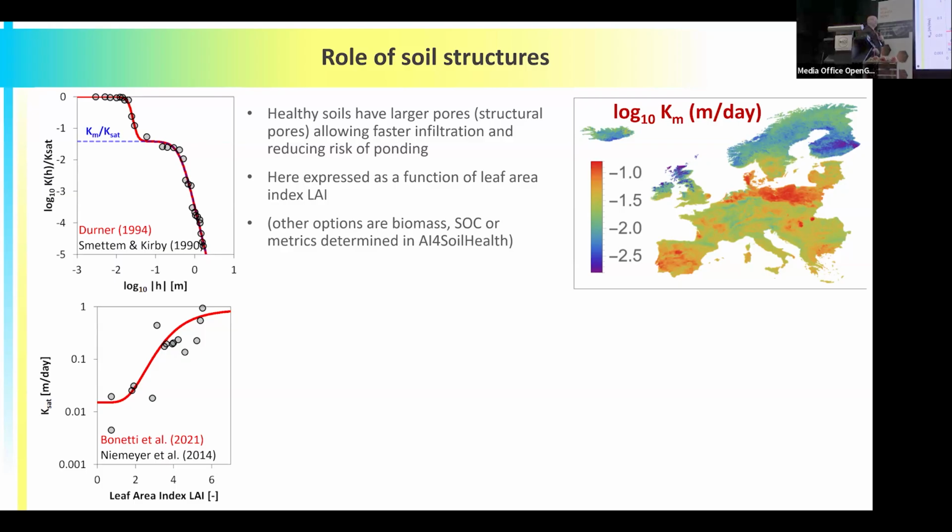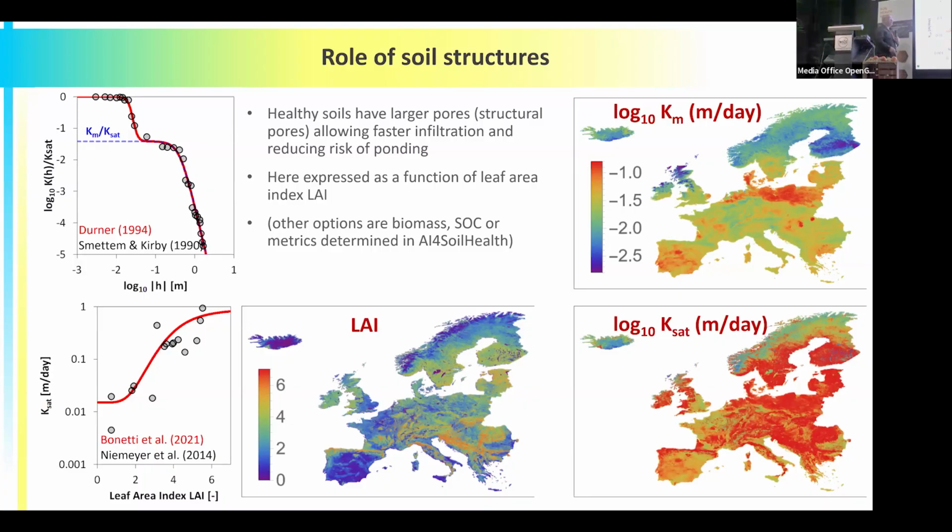Okay, as I mentioned, to estimate this effect I'm using this reddish curve. We are using the leaf area index, and based on that we can predict the saturated conductivity. And you see it becomes much higher. This shows a huge presence of structures.